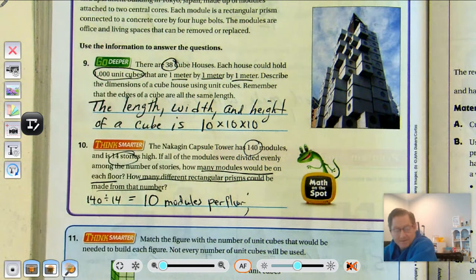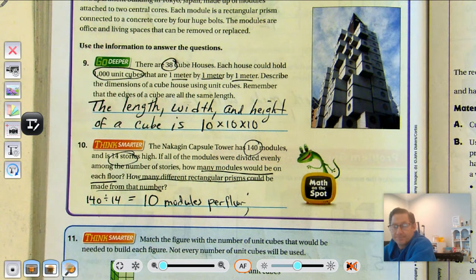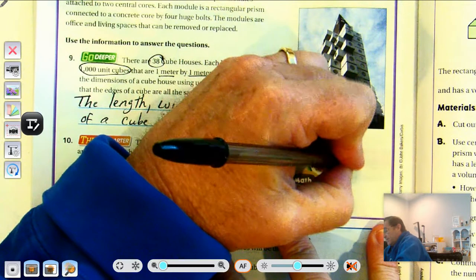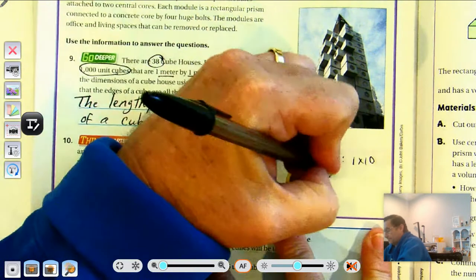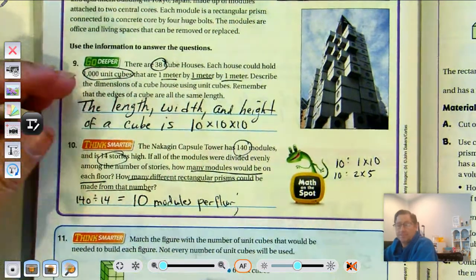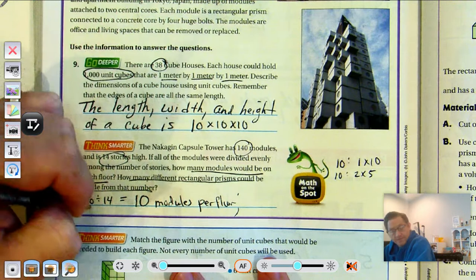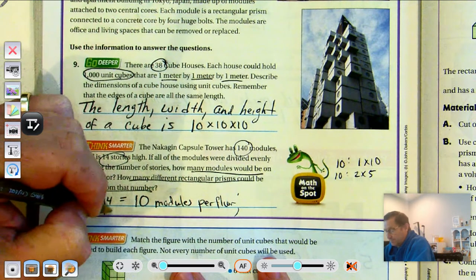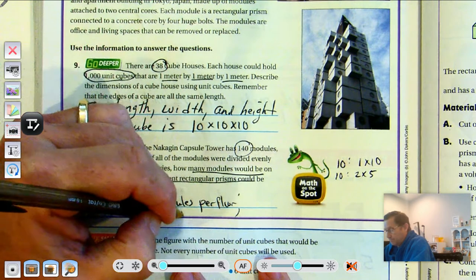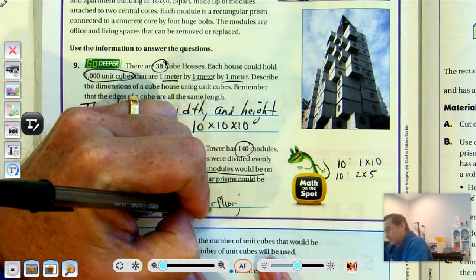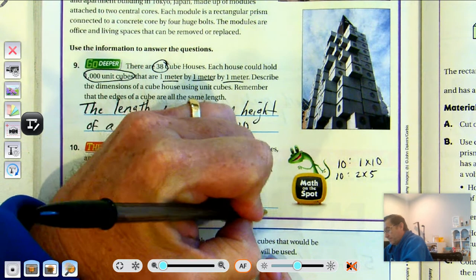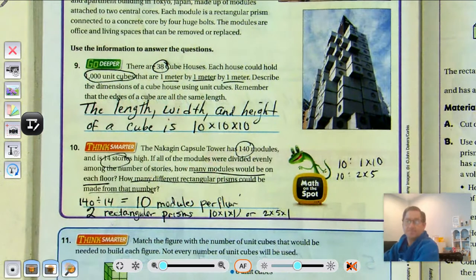What are the different ways of getting a factor of 10? Well, factors of 10. 1 times 10, 2 times 5. That's it, right? So 2 different rectangular prisms. Ten times 1 times 1, or 2 times 5 times 1.